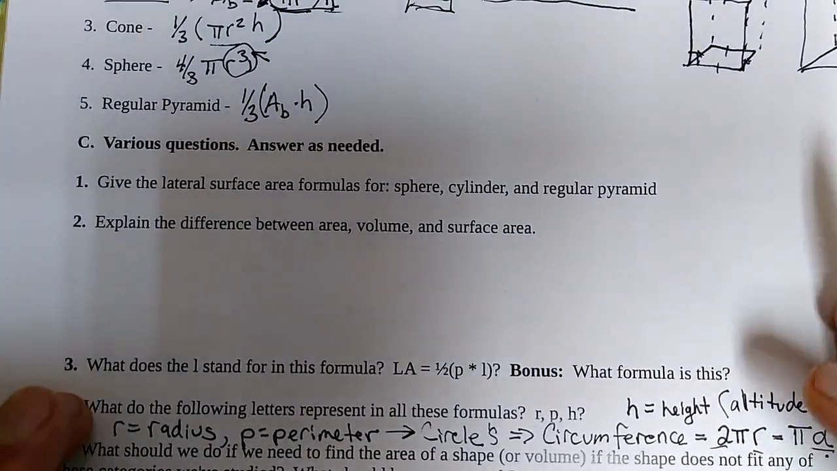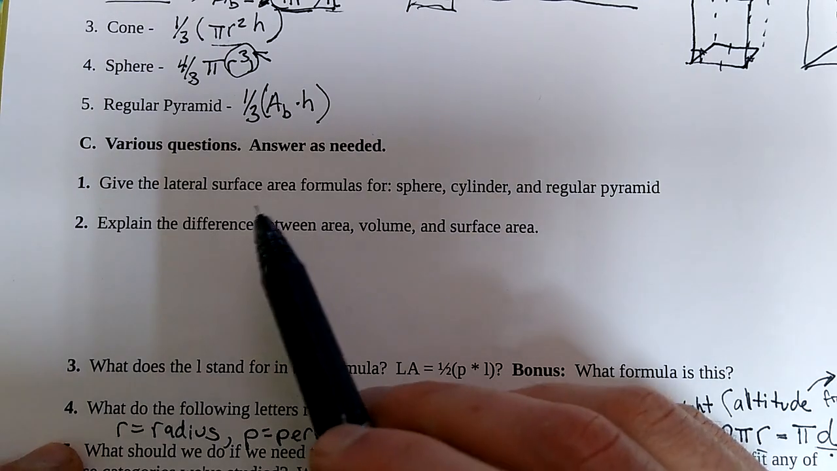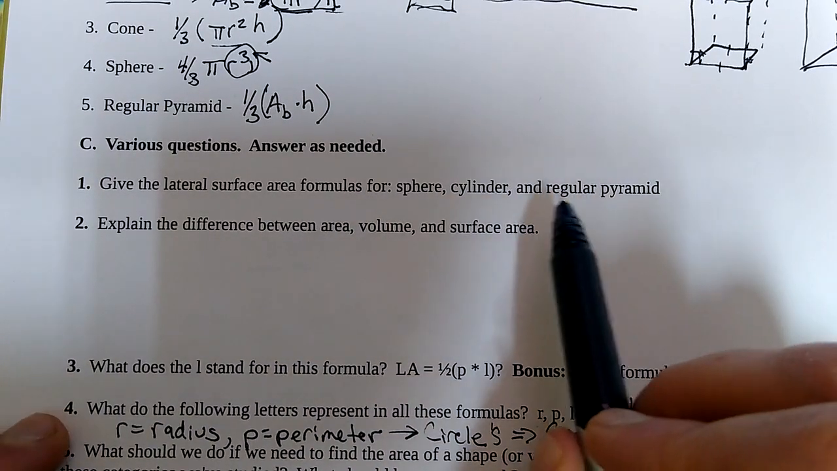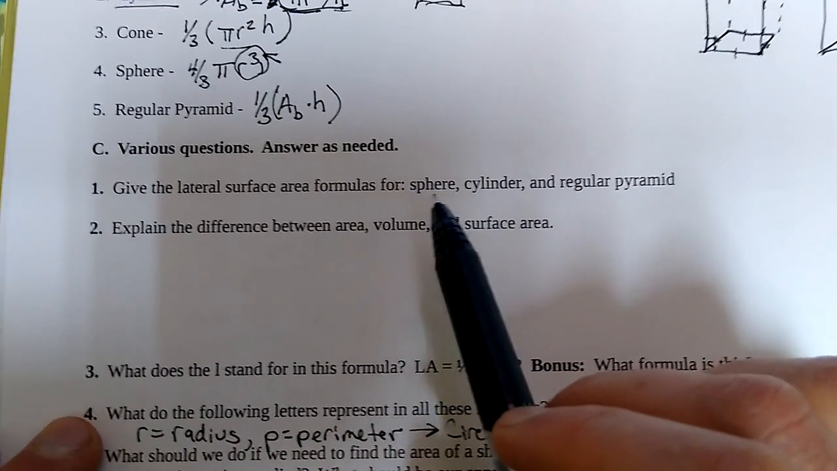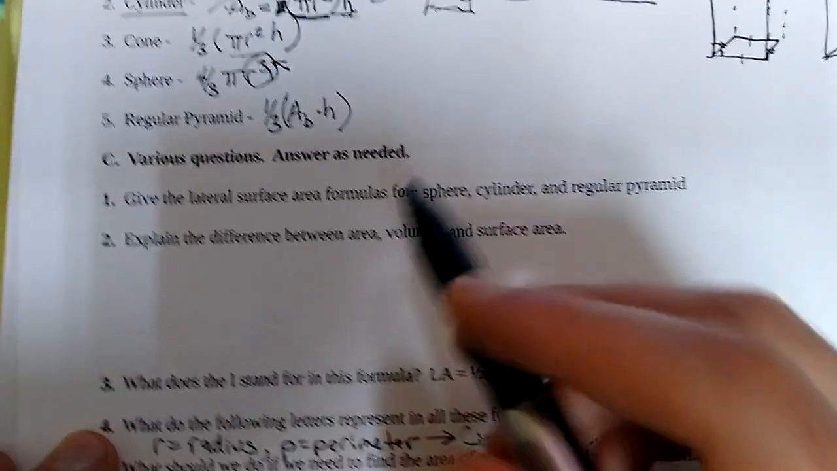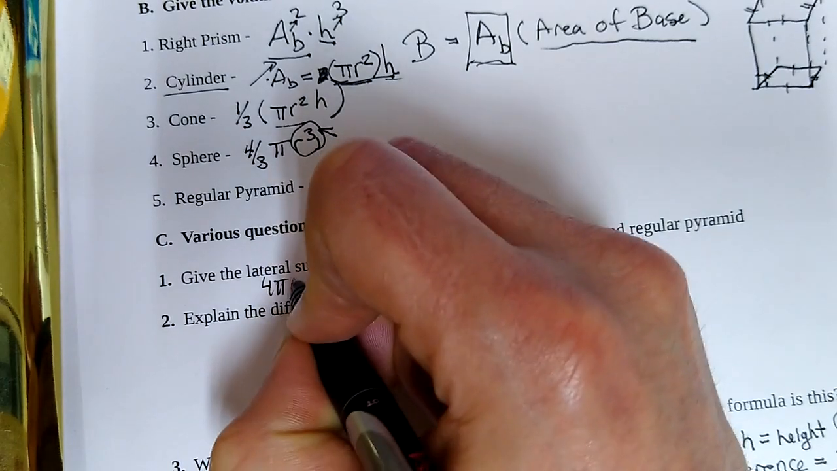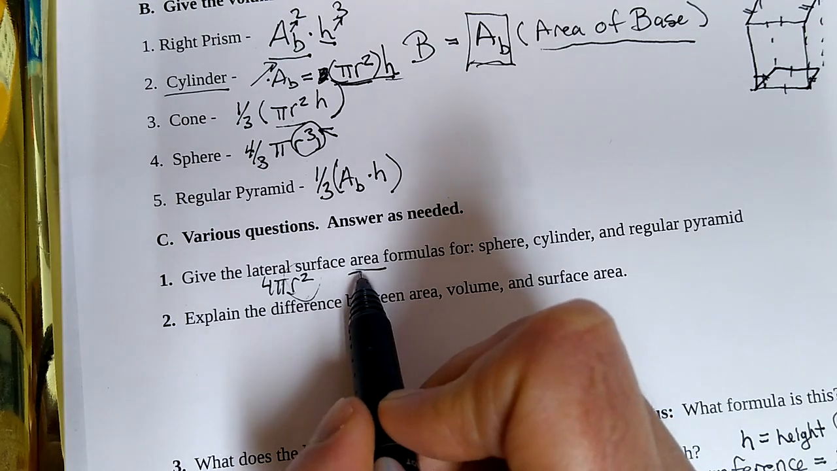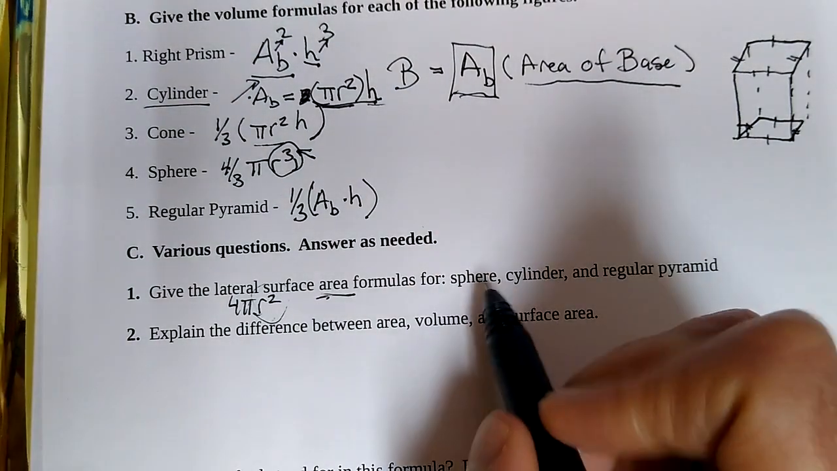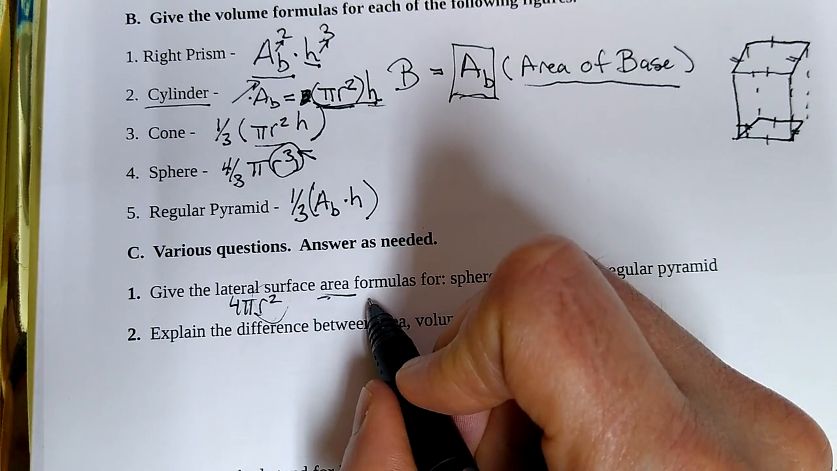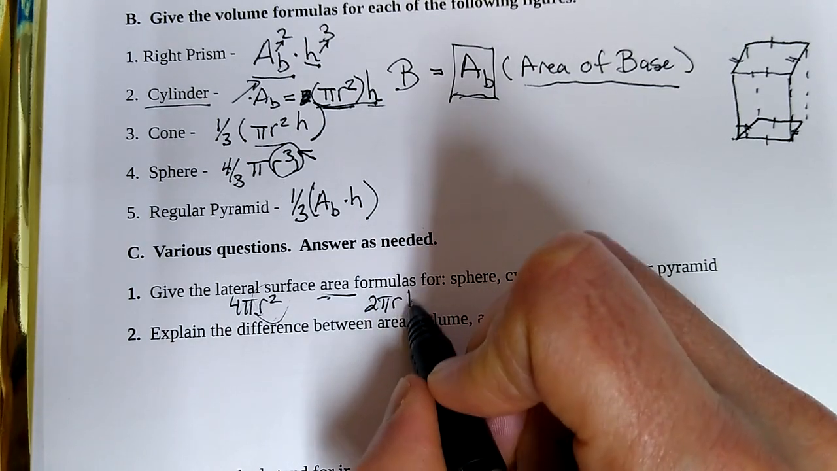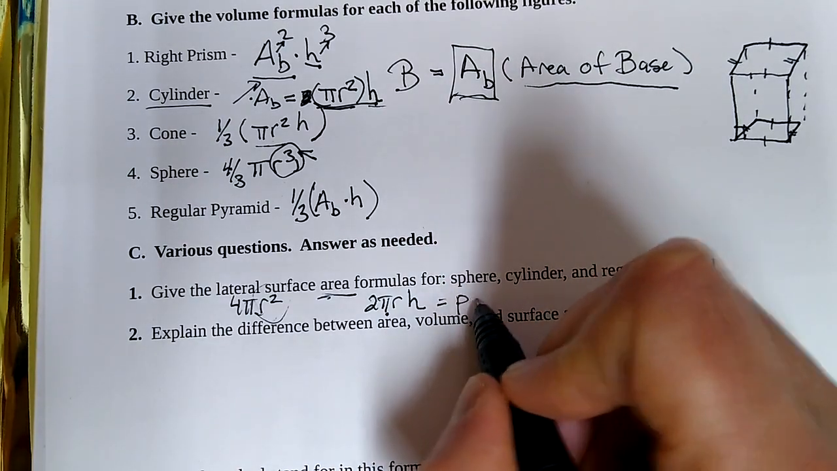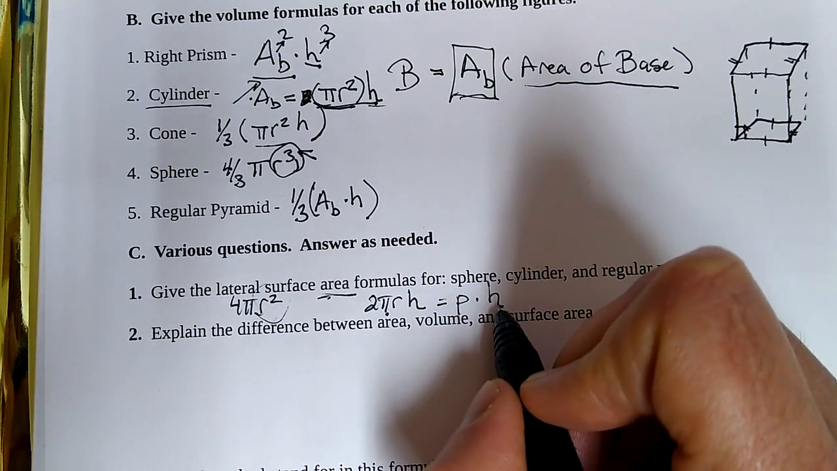Okay, let's go through the final questions, and then we'll end the video. Give lateral surface area formulas for sphere, cylinder, and regular pyramid. Again, these are not so easy to prove. They're not so intuitive. You just have to memorize them. The sphere is 4 pi r squared. Again, I have 2 dimensions, because now we're back to area, 2-dimensional space. The cylinder is 2 pi r times h, so it's the circumference, or the perimeter, of the cylinder times its height.